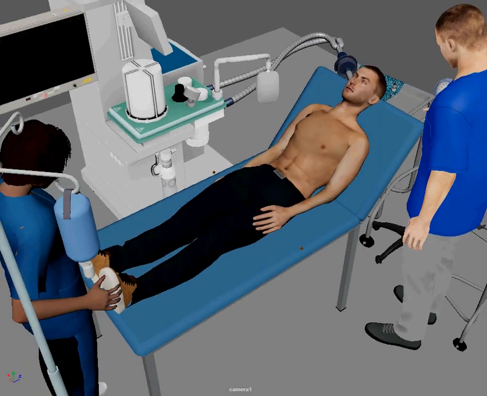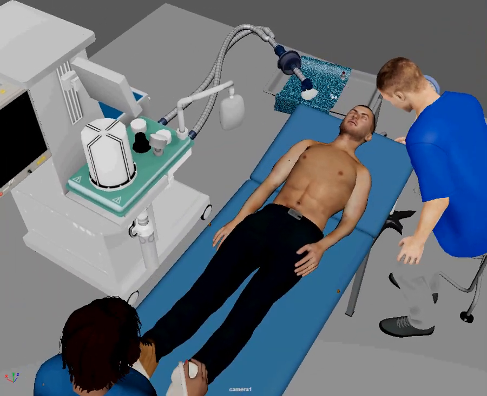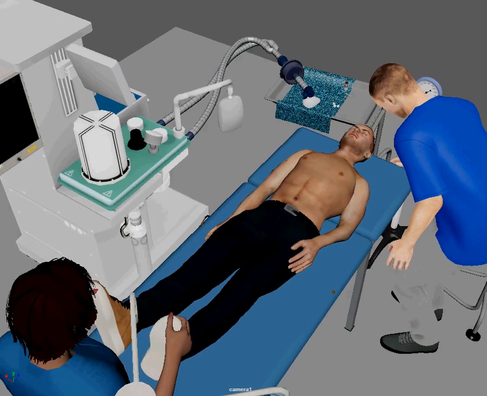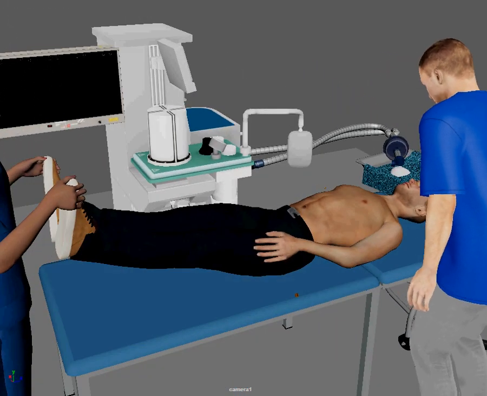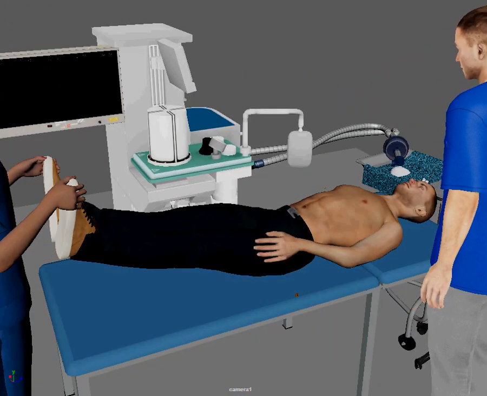This can be repeated a few times as needed to try to slow the heart rate. It is important to note that the modified Valsalva maneuver should only be performed under the guidance of a healthcare professional.